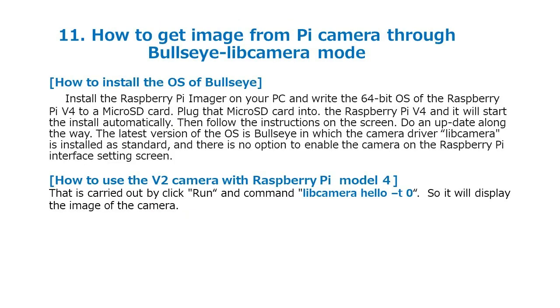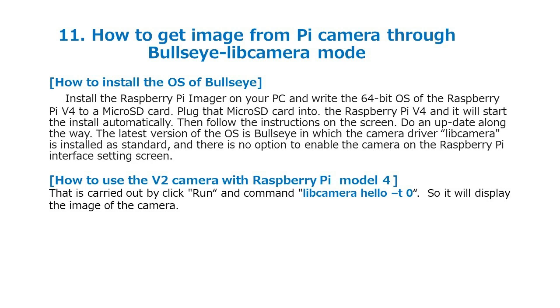How to get an image from Pi camera through Bullseye libcamera mode. How to install the OS of Bullseye. Install the Raspberry Pi Imager on your PC and write the 64-bit OS of the Raspberry Pi V4 to a microSD card. Plug that microSD card into the Raspberry Pi V4 and it will start the install automatically. Then follow the instructions on the screen. Do an update along the way.